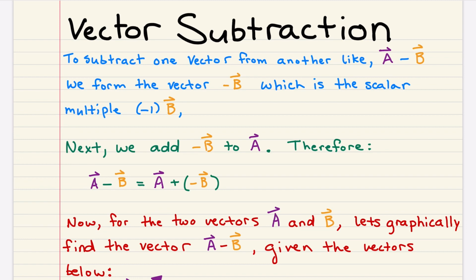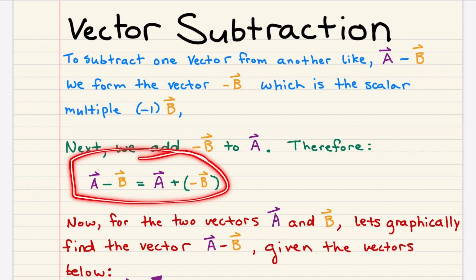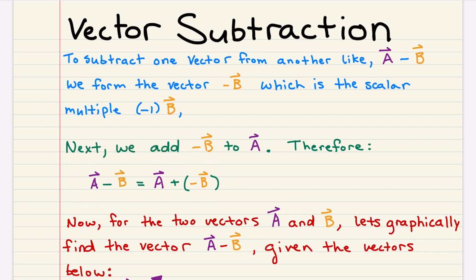And so what I mean is, if you wanted to take vector A minus vector B, it's better to multiply vector B by a scalar -1, flipping its direction, and adding it to vector A. And so you should know mathematically that this is the same thing, right? A minus B is equal to A plus -B.